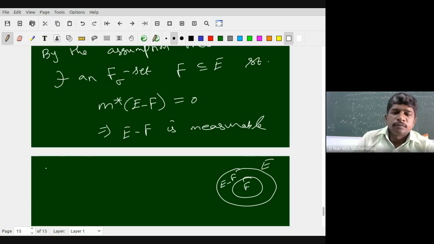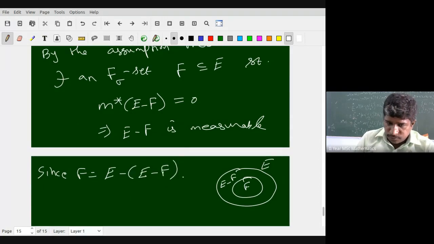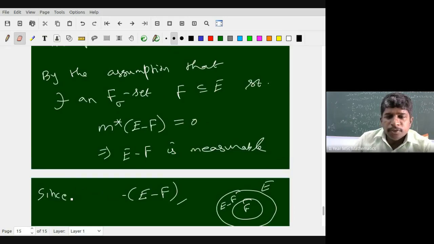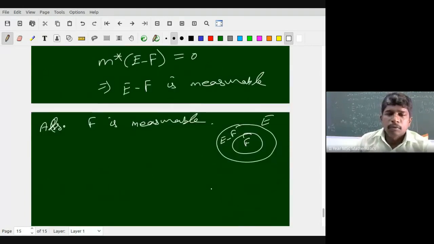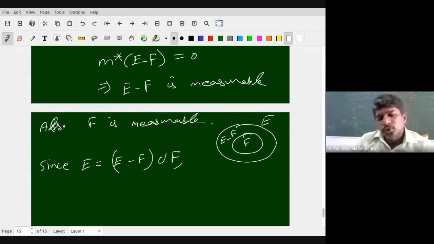F is measurable, right? Because F is an F sigma set. So we have that F is measurable. Then E can be written as E minus F union F. So E minus F is measurable, and F is measurable, a union of two measurable sets. So E is measurable.